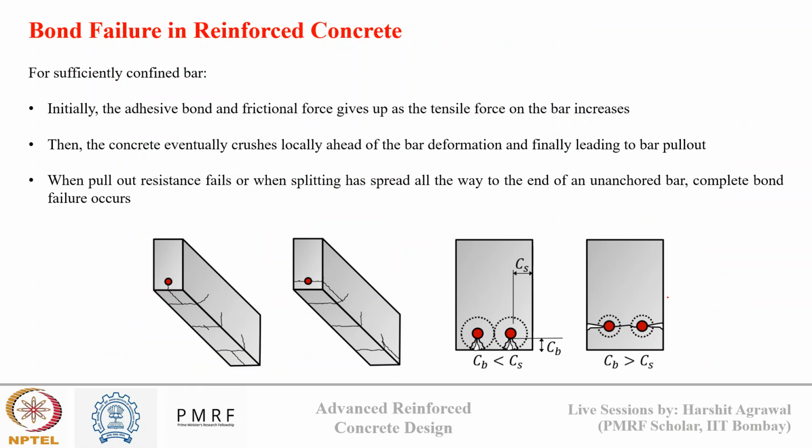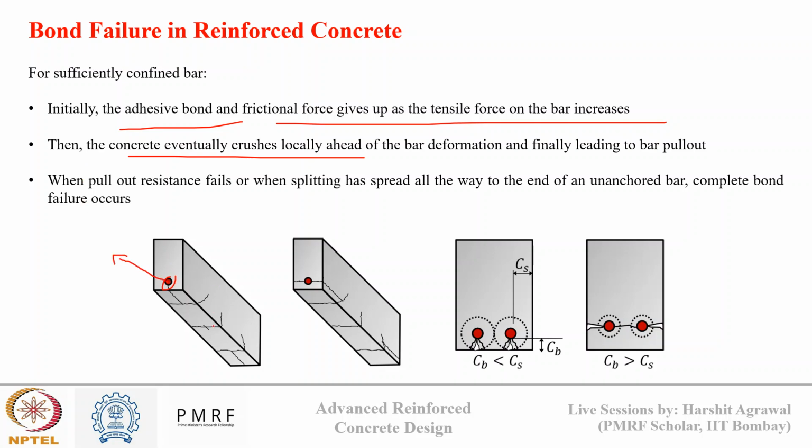Okay, however, if there is no sufficient bonding between steel and concrete, then what will happen? So initially, as the force will increase, what will happen? This adhesive bond and friction will give up, and concrete will start to crush locally at the location of bond. And as soon as the load will increase further, what will happen? This rebar will try to come out.